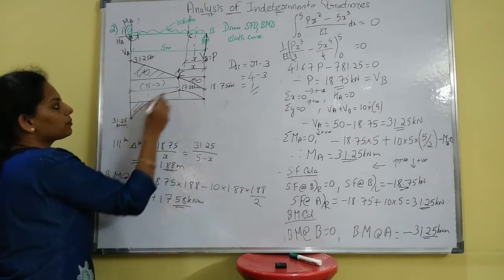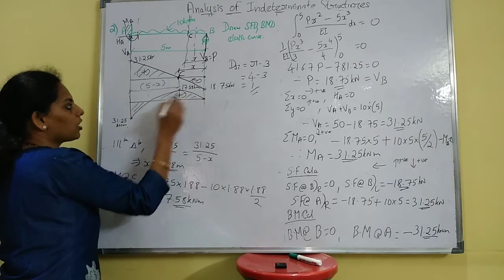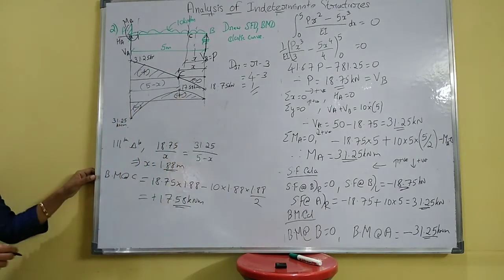Here it is UDL, so for UDL you have a parabolic curve. So this is your bending moment diagram. Here you have plus, here you have negative.